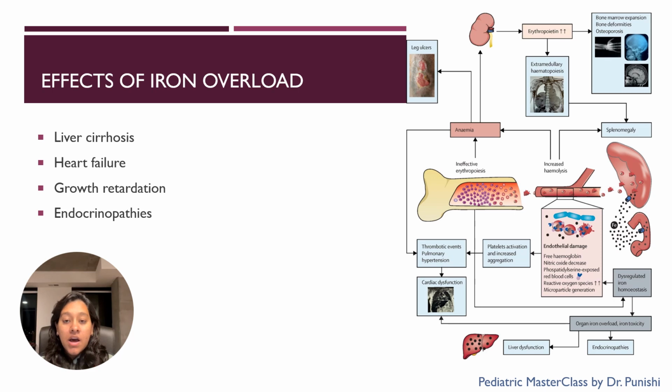So we know that iron overload is detrimental. What are the effects of iron overload? If you look at this diagram from the NEJM, there are certain organs of the body that have a high predisposition to iron overload as compared to the others. The liver, heart, and the endocrine organs are the most commonly affected ones. Chronic iron overload can lead to liver cirrhosis, heart failure, endocrinopathies and growth retardation.